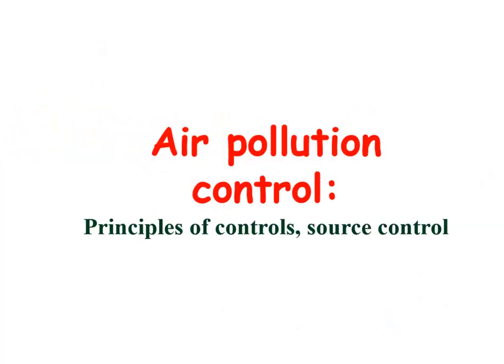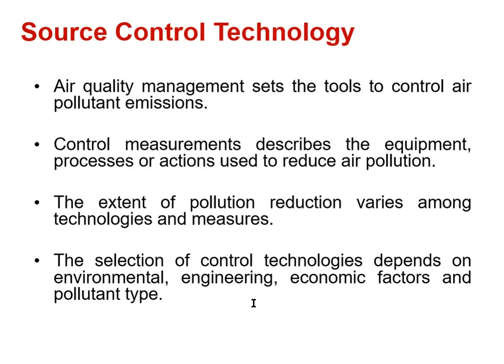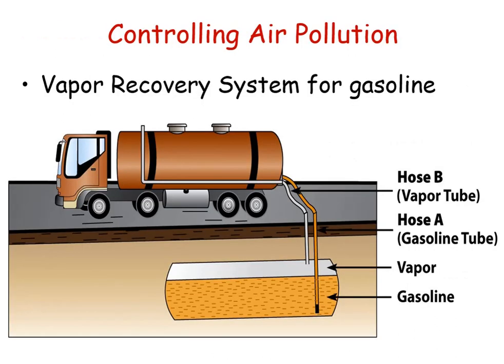Let us think about it: once we know the problem, we should be able to solve it. So what are the principles of control, and source control? Source control is actually one of the best methods to control air pollution. You can control at the source, like in the industries which are discharging these pollutants. You can put in some control equipment. You can provide rules, regulations and laws so they should not discharge this kind of thing.